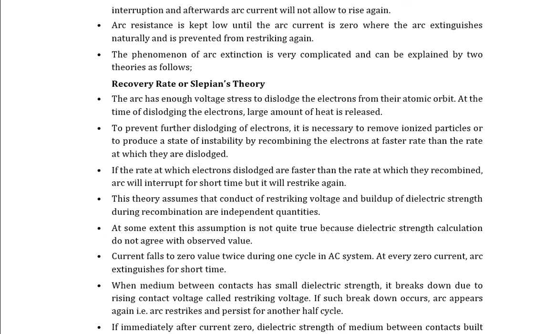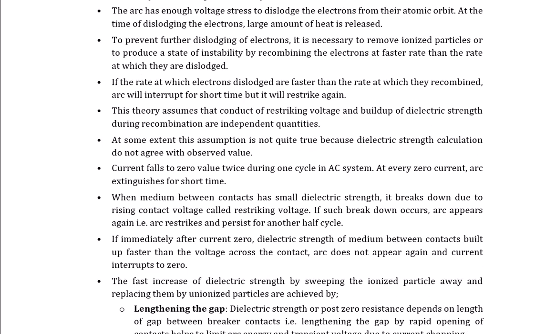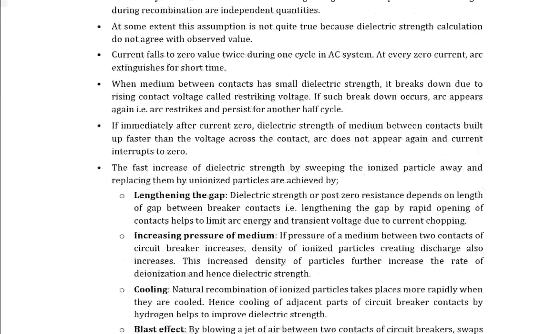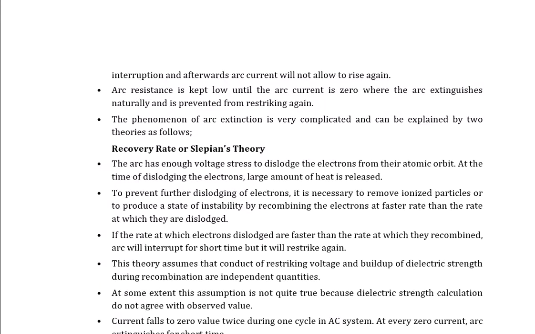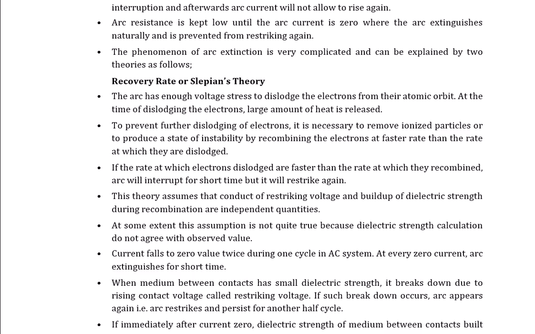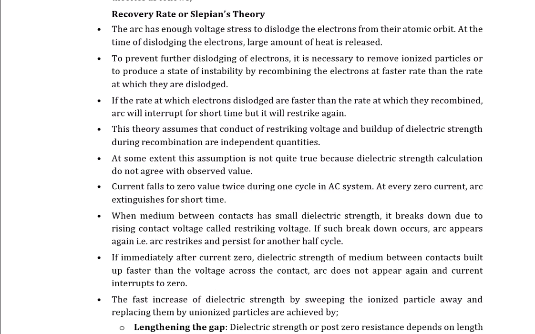The phenomenon of arc extinction is very complicated and can be explained by two theories. The first theory is the recovery rate theory, or Slepian's theory. The second one is on the second page, so we will discuss it later.